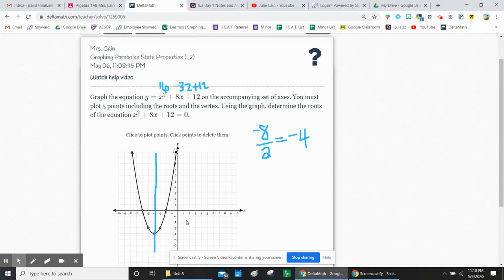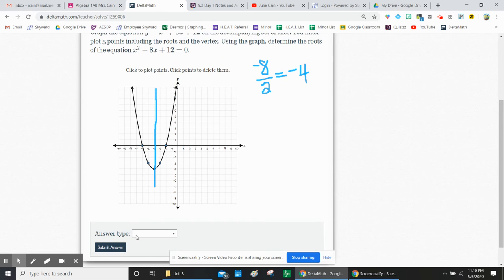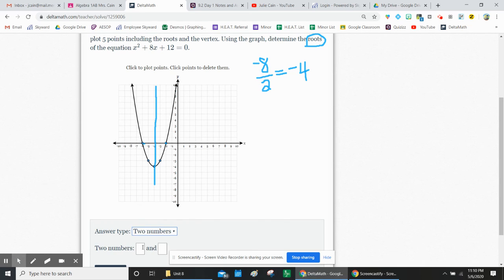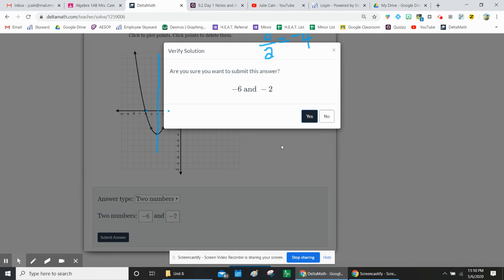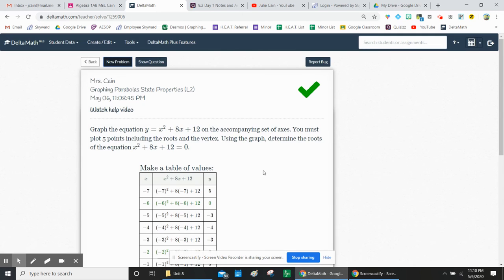I've got my vertex, and so then it says we want to identify the roots of the equation. That was this part right here, determine the roots. And we can see our roots on our graph are these two values. So I'm going to use my answer type as, so it doesn't say 2 points, it says 2 numbers this time, but that's still the same idea. So my roots would be at -6 and at -2. And then I can submit and get my answer.